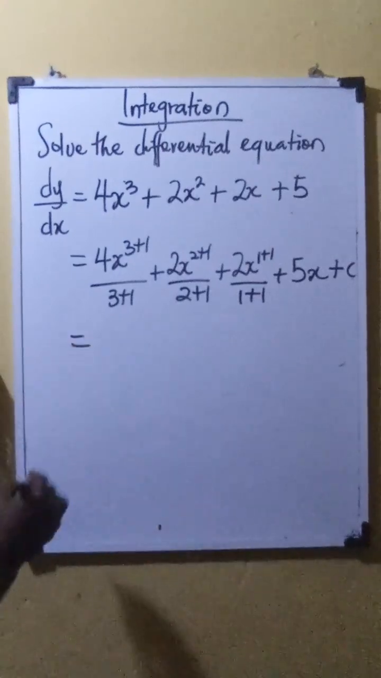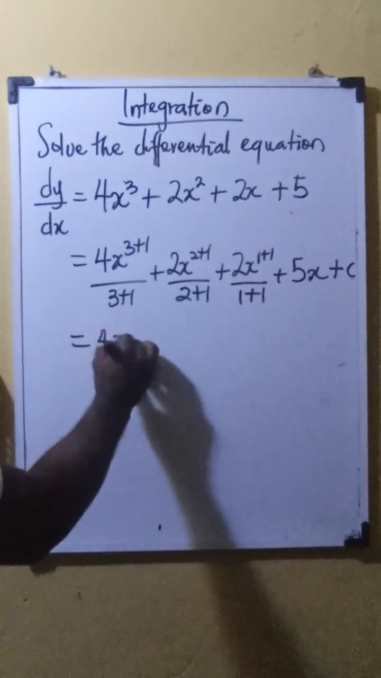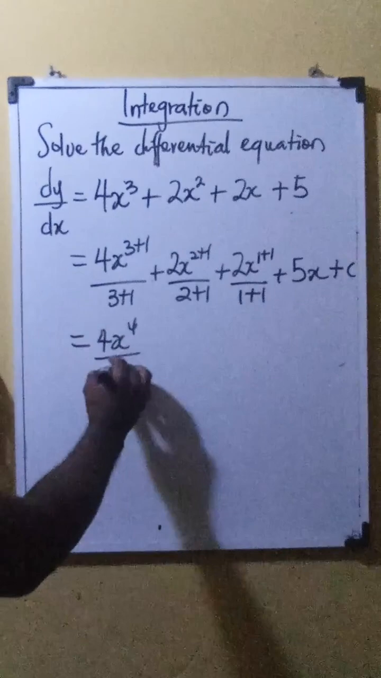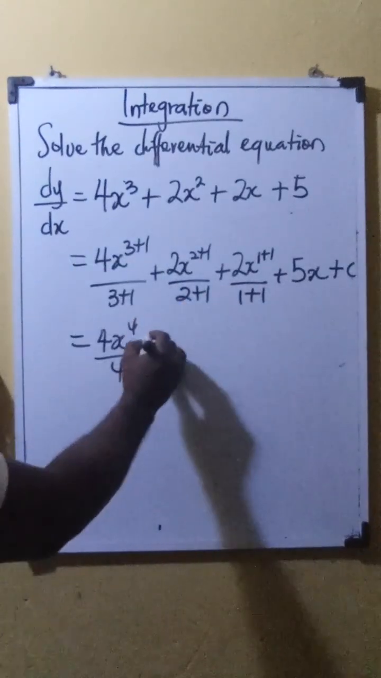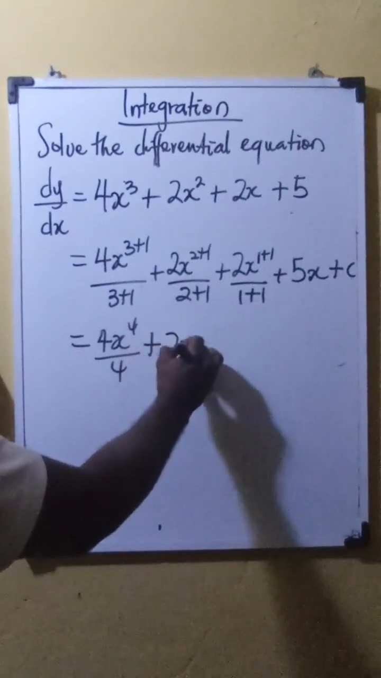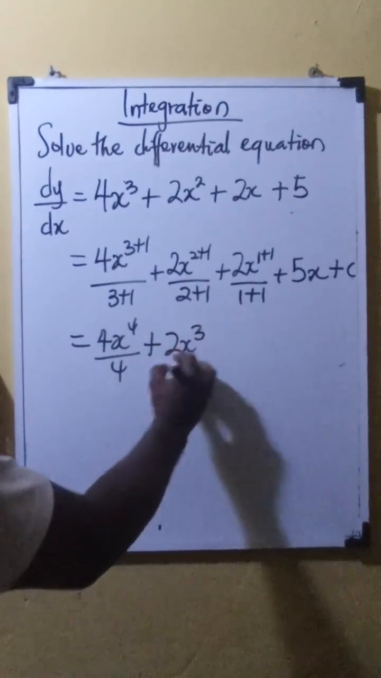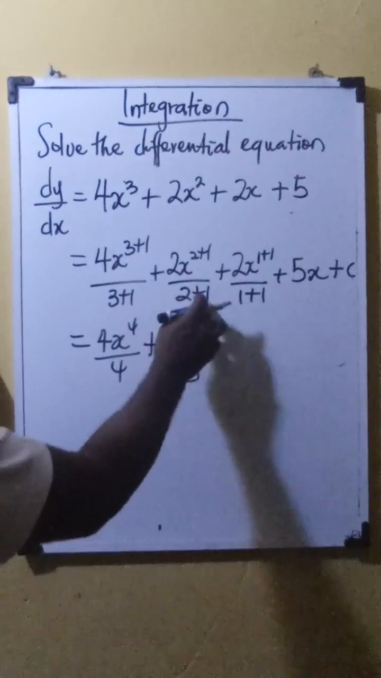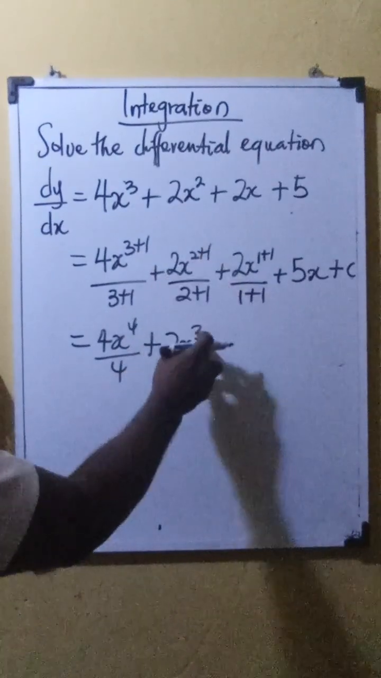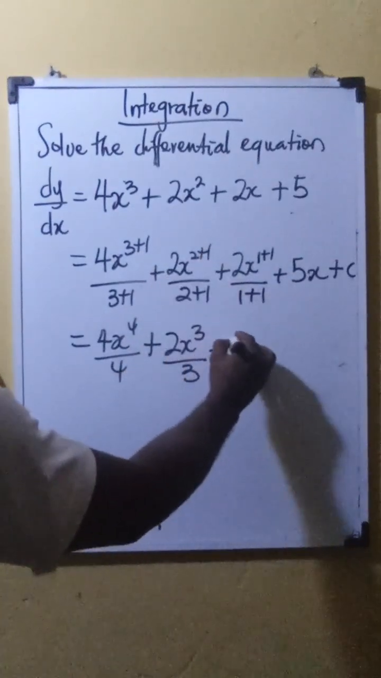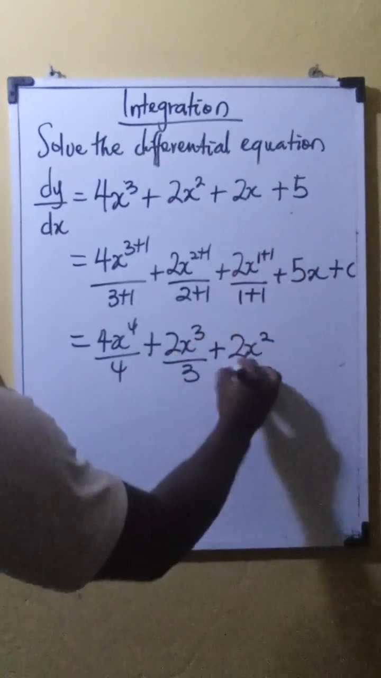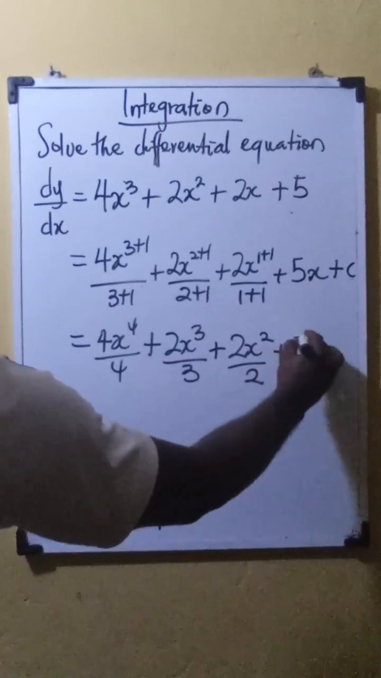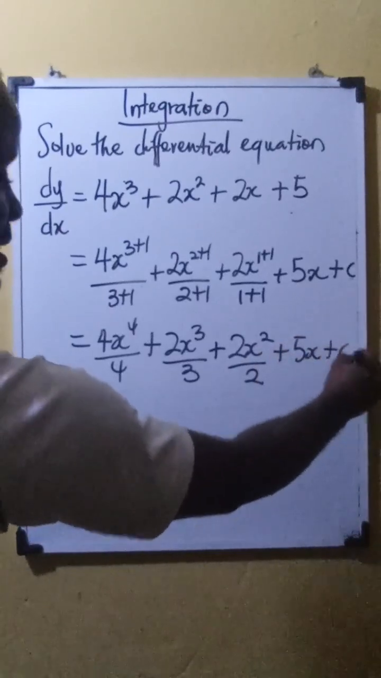So we can go further. We have 4x raised to the power of 4 divided by 4. 3 plus 1 gives you that 4. Plus 2x raised to the power of 3 divided by 3. That's 2 plus 1, 3. 2 plus 1 here, 3. Yes, good. 2x raised to the power of 1 plus 1, 2. And here, 2. Plus 5x plus c.